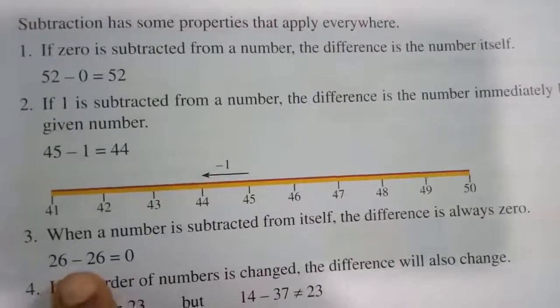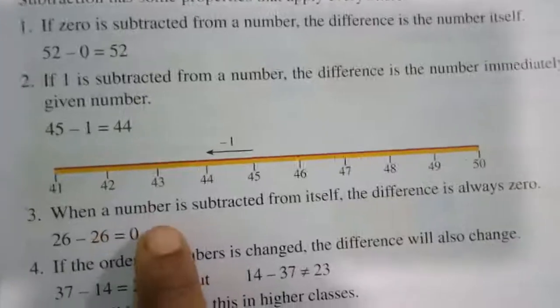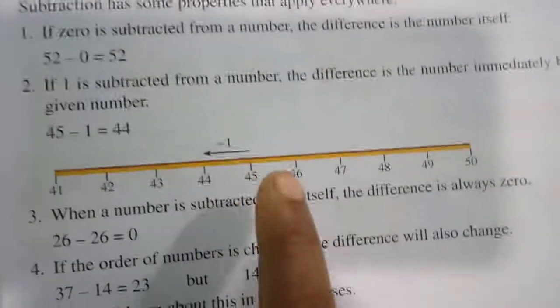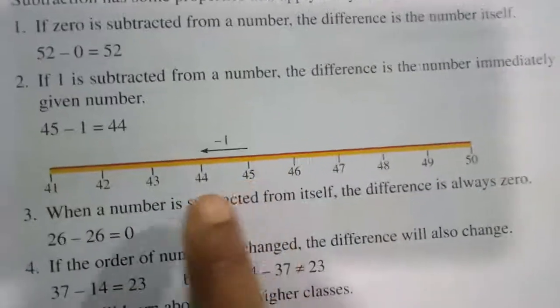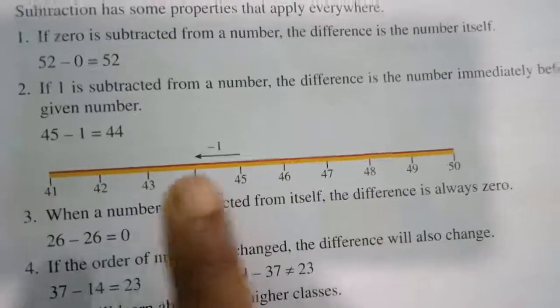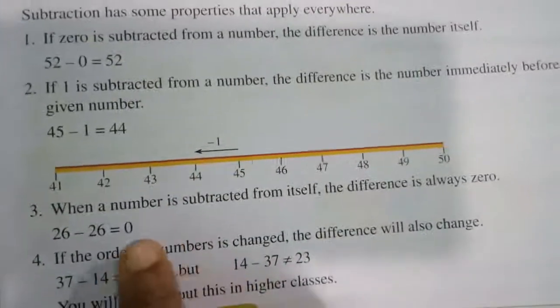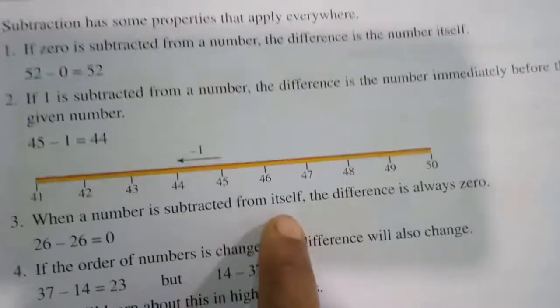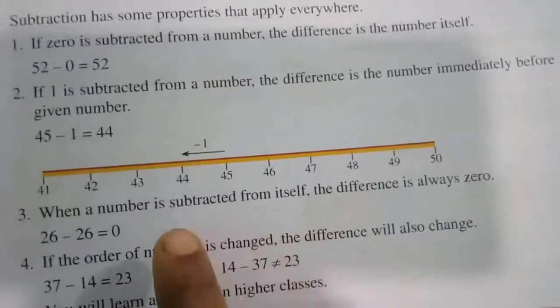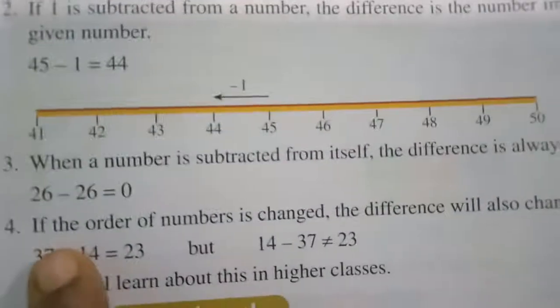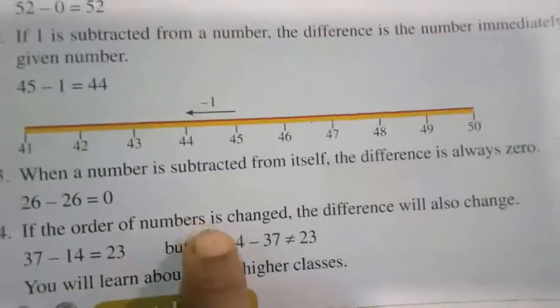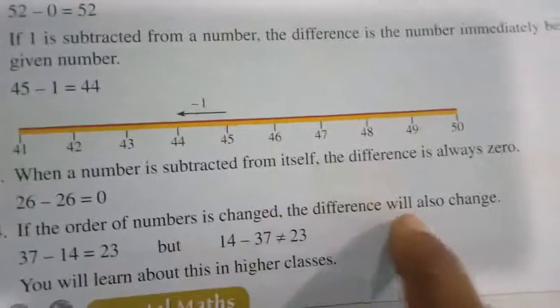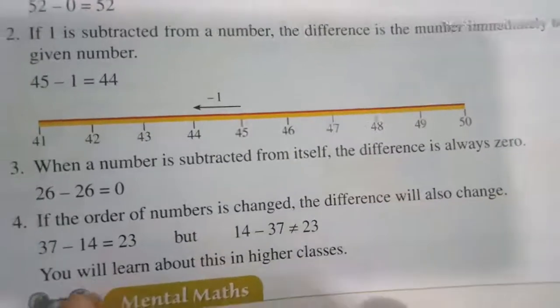See, 26 minus 26 is 0. 50 minus 50 is 0. 60 minus 60 is 0. 9 minus 9 is 0. Any number. Okay. When a number is subtracted from itself, the difference is always 0. If the order of numbers is changed, the difference will also change.